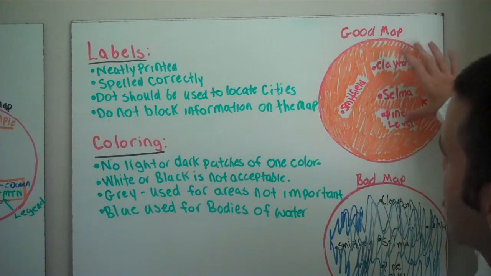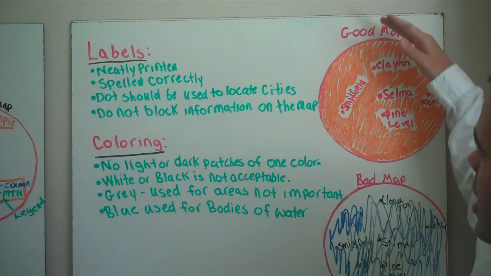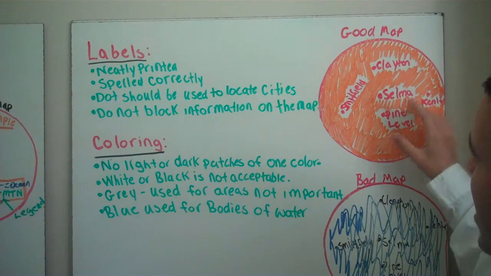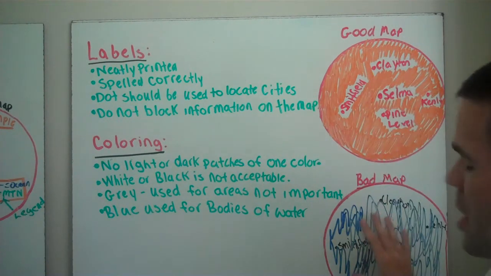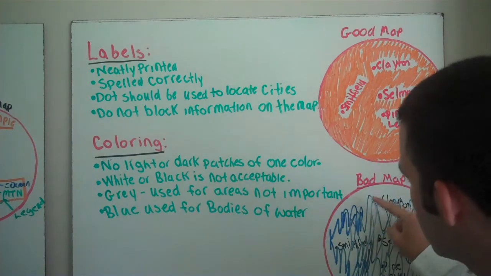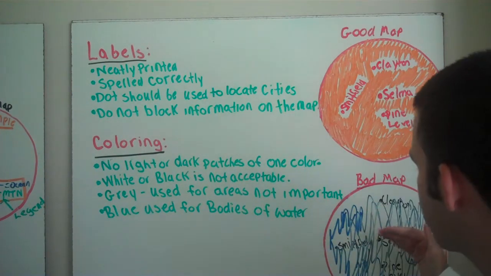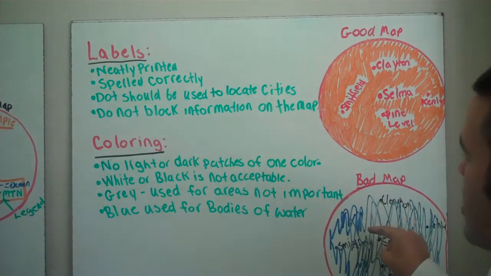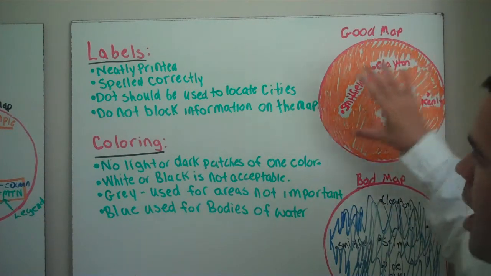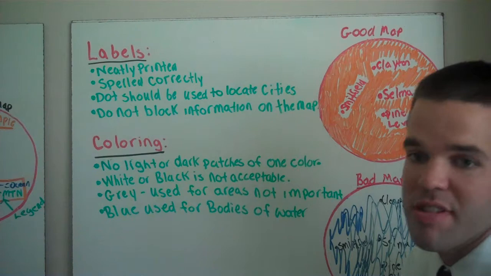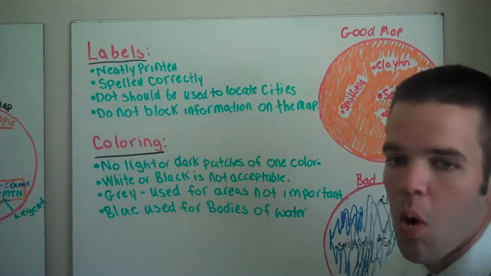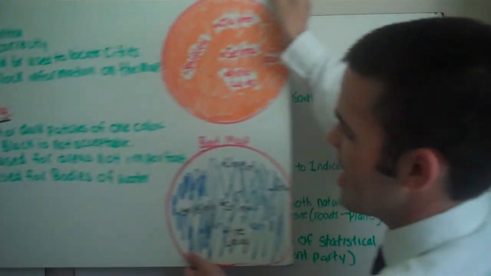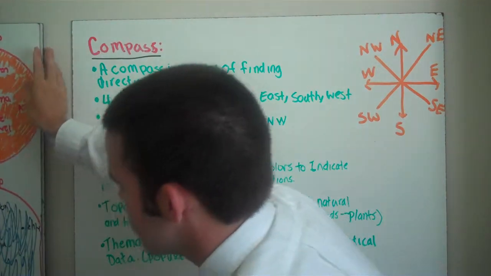Now, up here, there are two examples. Up top, you've got the good map. Clean coloring and shading. Clean labels, spaced out, spelled correctly. Right below here, you have the bad map. Shading is all over the place. It blocks the names. The names are not spaced out correctly. There are some significant problems from the bad map compared to the good map. The good map is the one that you're most typically going to see for a map in the classroom or in your daily life.